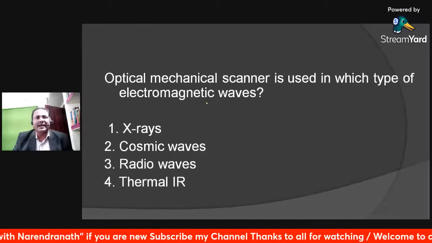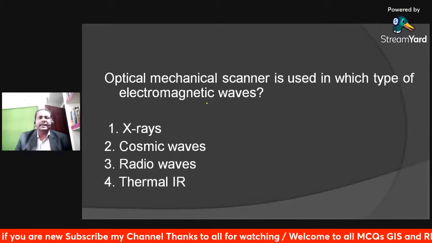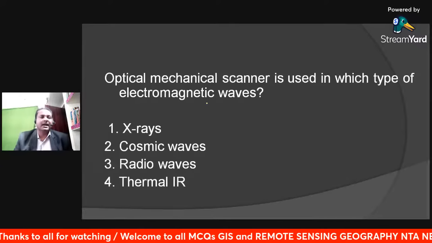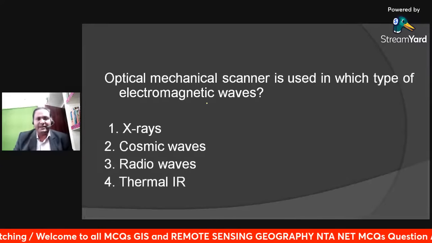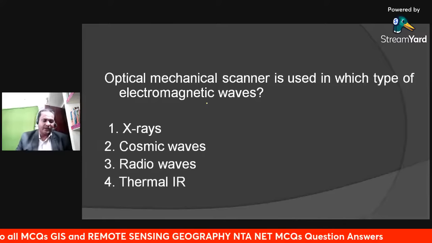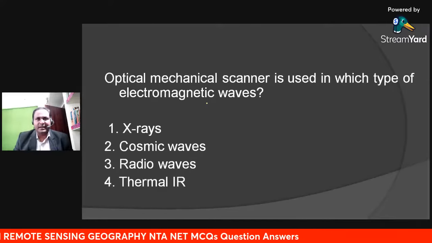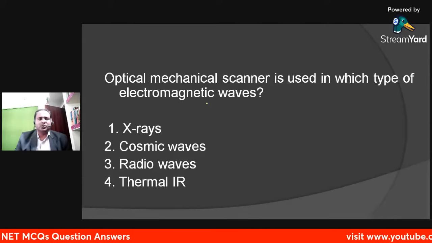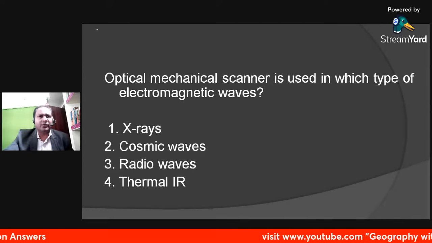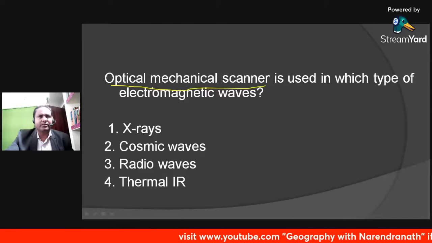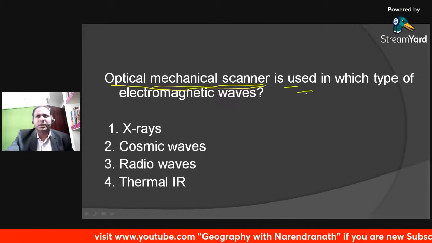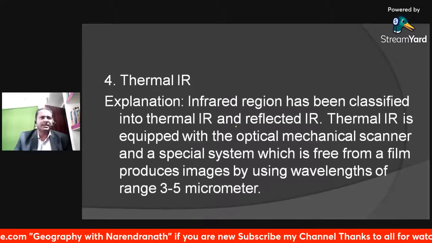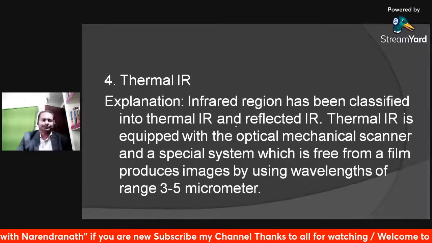Next, another question: the optical mechanical scanner. Optical mechanical scanner is using which type of electromagnetic waves? There are X-ray, cosmic waves, radio waves, and thermal infrared. So definitely, the answer to this question is thermal infrared.